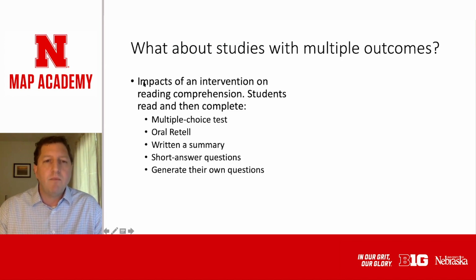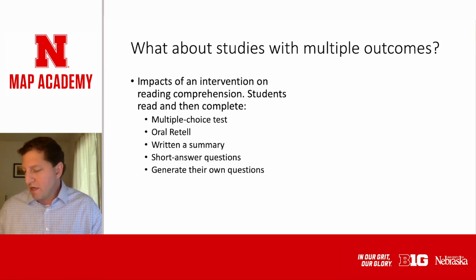Often we've got studies, so I'm going to give you an example of the impacts of an intervention on reading comprehension. So imagine we're doing a study and we want to know what the impacts of this intervention are on reading comprehension. Students will read, afterwards they get to the post-test and they read something, and then they complete a multiple choice test. And they also complete an oral retell, or also complete a written summary of what they've read. Or they answer short answer questions in addition to the multiple choice test. Or they generate their own questions.